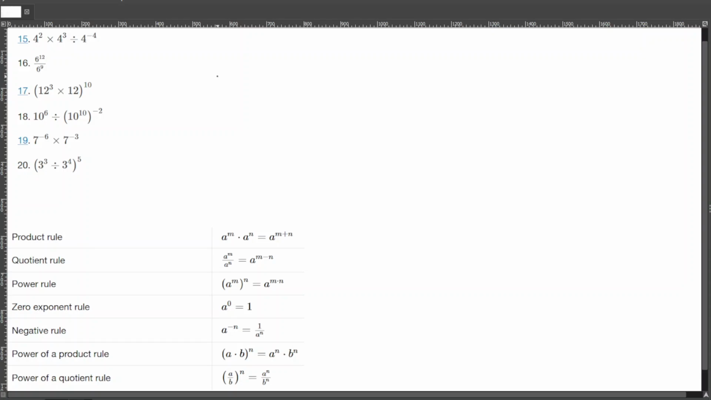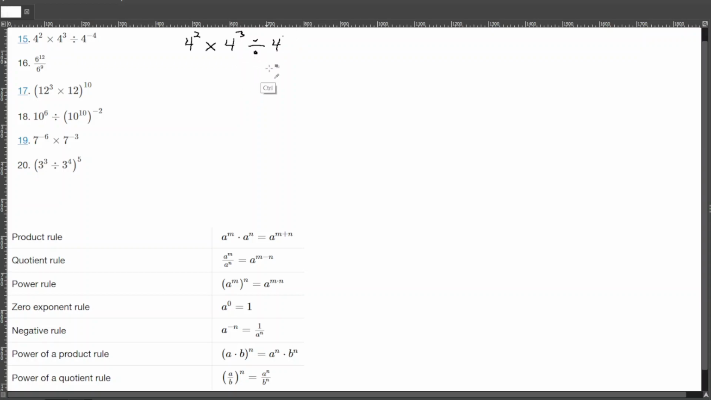So today they wanted us to write everything in a single base. So we're still working on exponents, but they don't want us to necessarily do the exponents at the end. So let's go ahead and give this a shot. We have 4 to the second power times 4 to the third, all that divided by 4 to the negative 4.